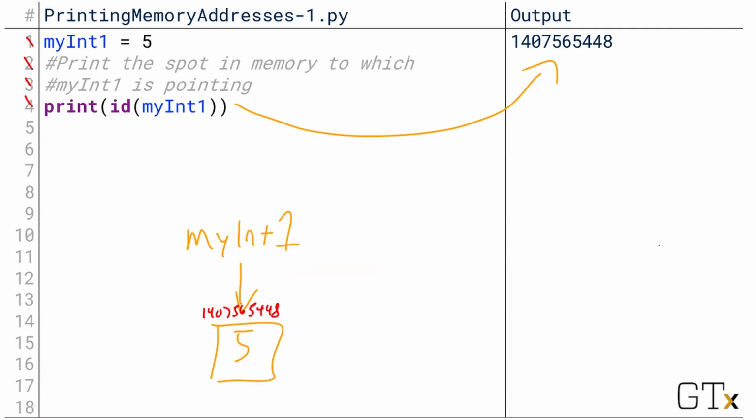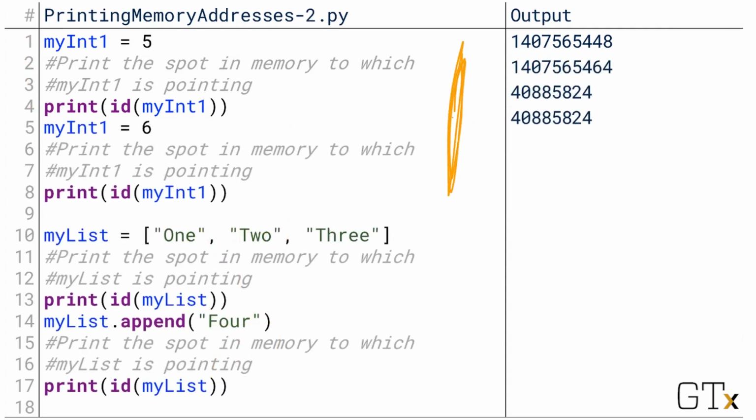Now the usefulness of this is we can start to see how Python deals with different kinds of memory address issues. This top chunk of code demonstrates how this works with an immutable data type, and the bottom demonstrates how it works with a mutable data type. Line 1 runs, creates a variable called myInt1, and gives it the value 5. So we now have a variable called myInt1 pointing to a place in memory with the number 5. On line 4, we print the ID of that variable name, and it prints this number right here. So the address of 5 stored in memory is 14075654448.